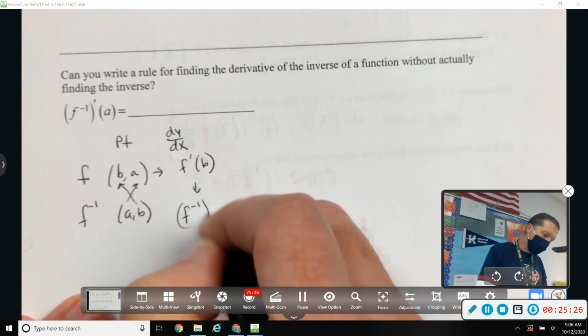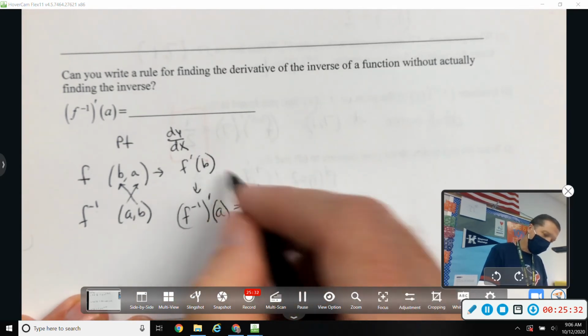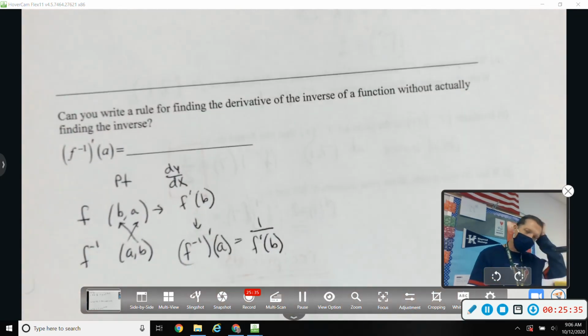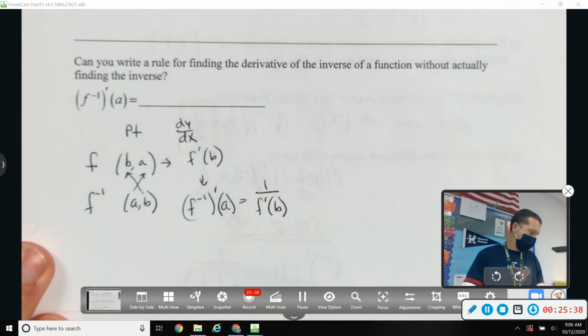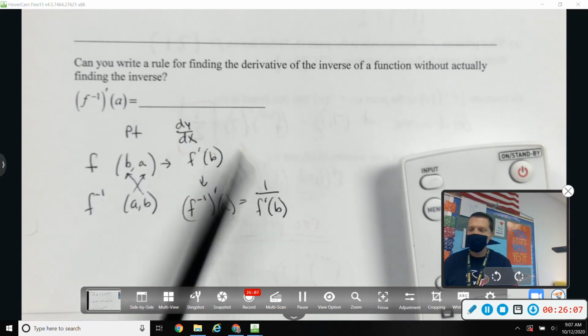And then the derivative of the inverse at a is 1 over whatever that derivative at b was. So the derivative of the inverse is the reciprocal of the derivative at the sister point, at the corresponding point. Crazy enough? I feel like this is one of the hardest lessons of the year. So if you feel like, man, what is going on? It's all right. We've got another day to review and go over this.